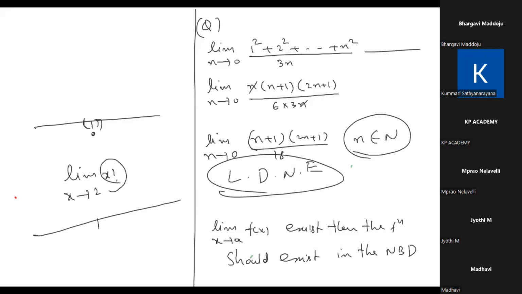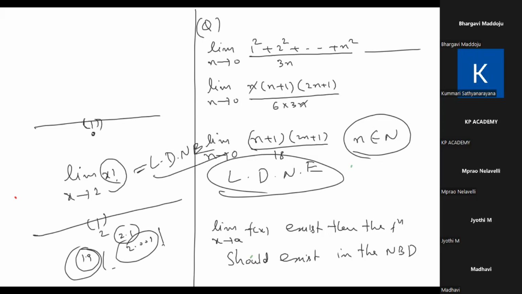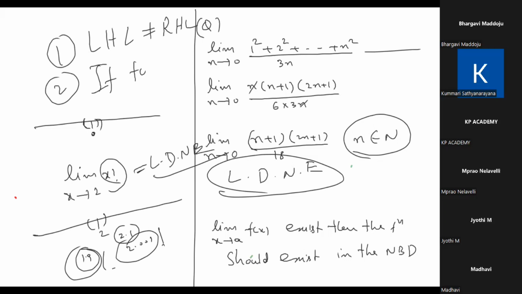But in the neighborhood of 2, what is the whole number? There is no whole number. The neighborhood of 2 is 2.1 or 2.001, whose factorial is not possible. The left side is 1.9 something, whose factorial is not possible. So this limit also does not exist. Therefore, the limit does not exist in two cases. One is, as you know very well, LHL not equal to RHL. The second case is, if f(x) does not exist in the neighborhood, then this function has no limit.